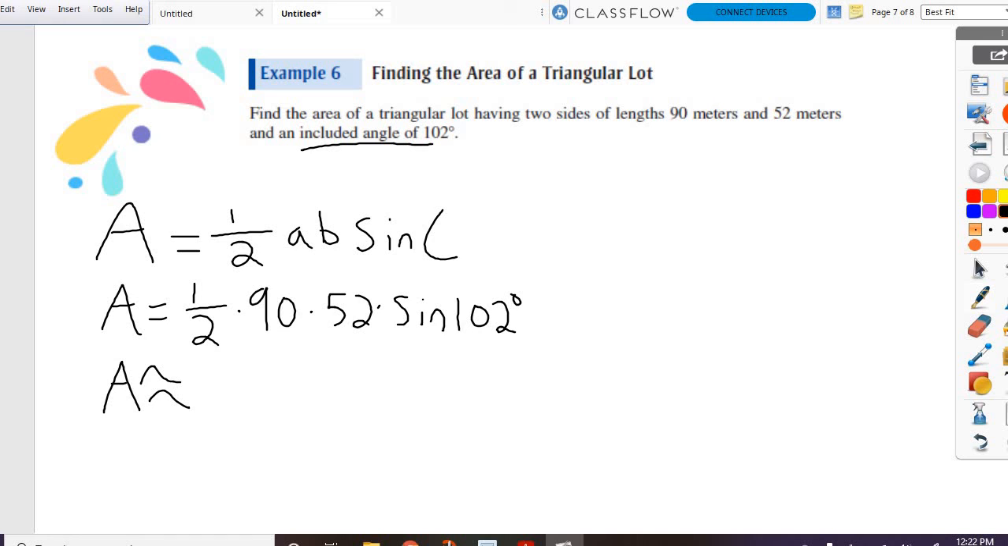And what do you get? 2,288.86. And what's my unit? Meters squared. And that's all it is. Question on that? Although if it was 86.5, it still would be 86.